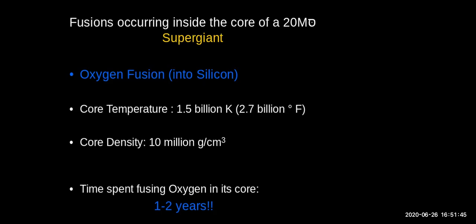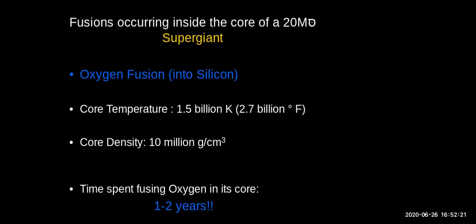That's crazy. But the time spent fusing oxygen in its core. And there's other fusions going on. There's sulfur, there's magnesium. I'm just hitting the highlights here. There's other elements being formed from these fusions. The time spent fusing oxygen in its core, 1 to 2 years. That's crazy. 1 to 2 years is something everybody has a feeling for. But after 1 to 2 years, do you know what runs out in the core? Oxygen. What's left? Silicon.